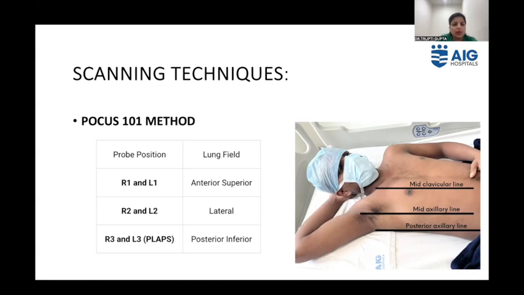So when we see R1 or L1, we are covering the anterosuperior lung field. When we are seeing R2 or L2, we are covering the lateral fields of the lung. And when we are seeing R3 and L3, we are covering the posterior inferior field of the lung.